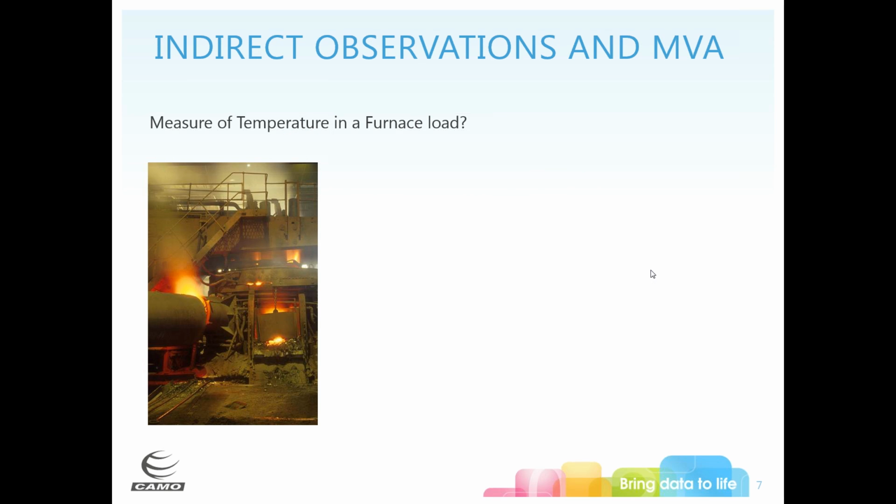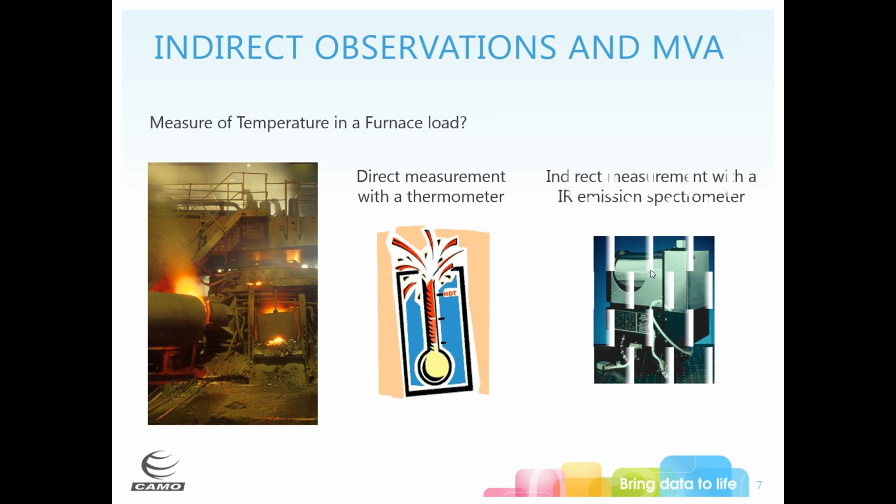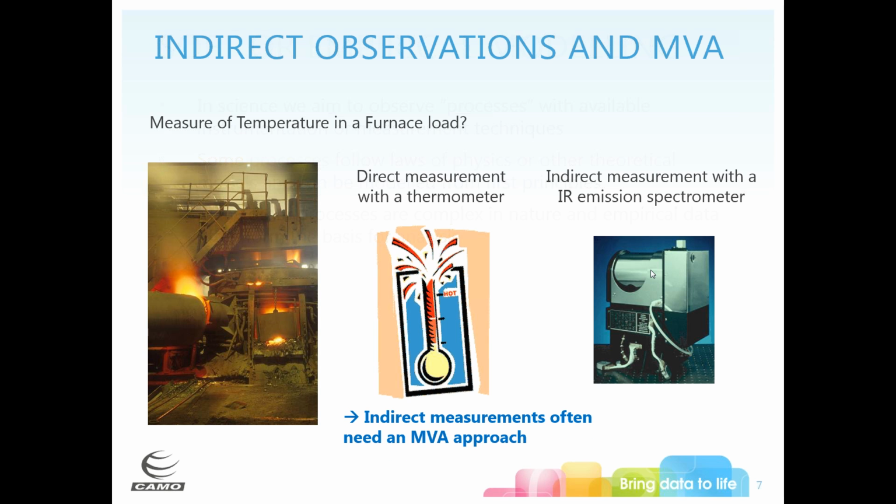We also have times when you can't measure things directly, like the temperature in a furnace. You can't put a thermometer in there as it will burst. So what we do is we take a measure with infrared emission spectrometry and convert and calculate what the temperature is based on that. And to do this, we often need a multivariate analysis approach.